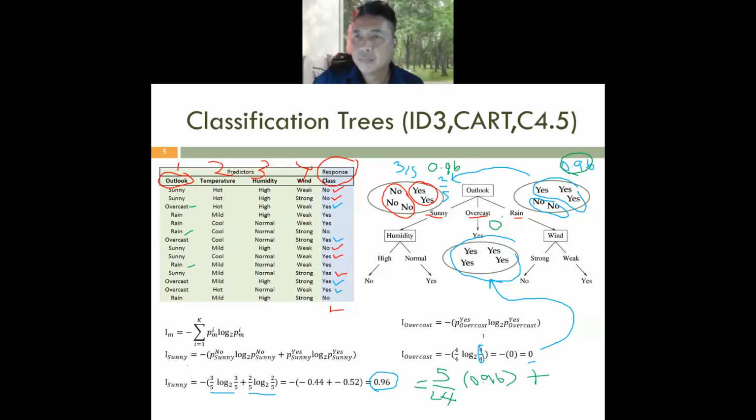Plus, for this one we have 4. 4 over 14. The 4 here refers to how many members are in this group, and the 14 here refers to the total data that we have. So this is times 0 because we have 0 entropy. Then plus, over here we have 5 also. So 5 divided by 14 data, times 0.96. The total here will be the total entropy for the whole splitting.